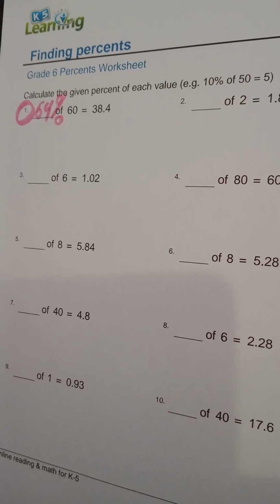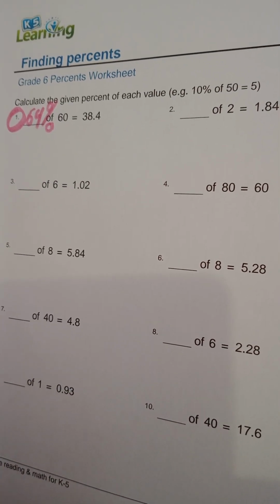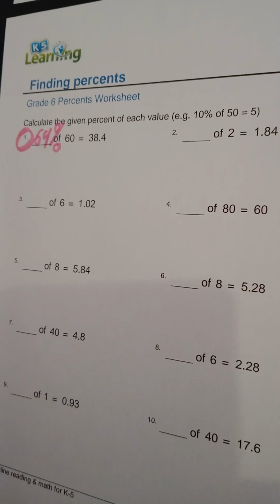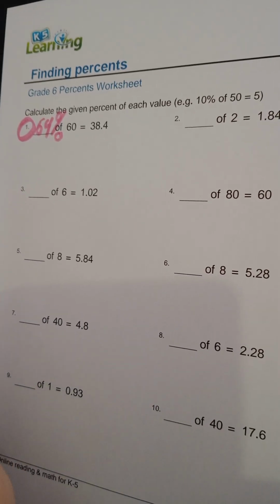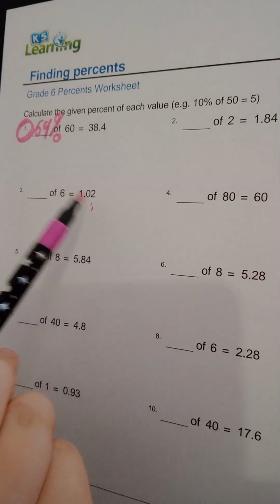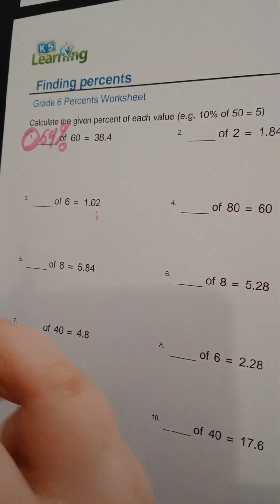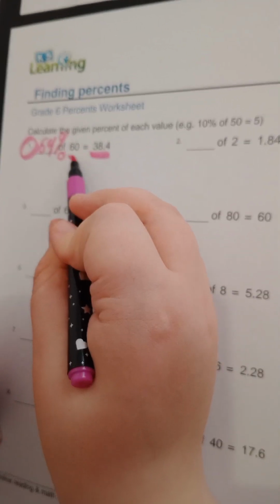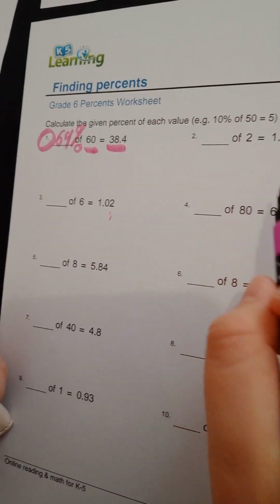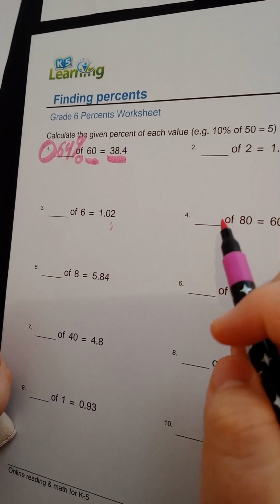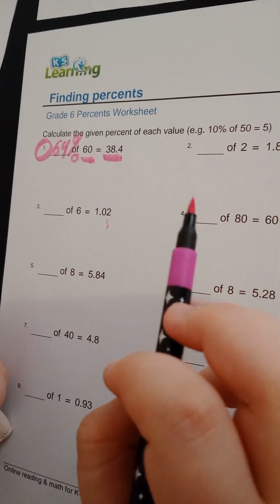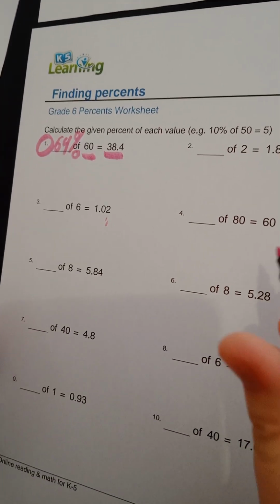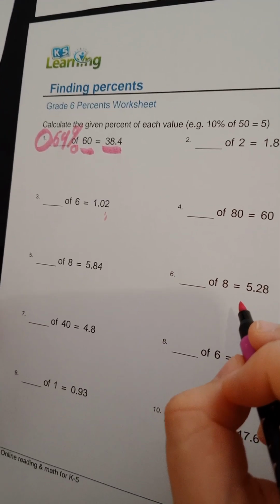64% of 60 is 38.4. So which is the part number? The answer is the part number. Do you want to underline that? That's the part, that's the whole. So you get the part number and divide it by the whole number, then you times that by 100, and that's how you get your percentage, isn't it?